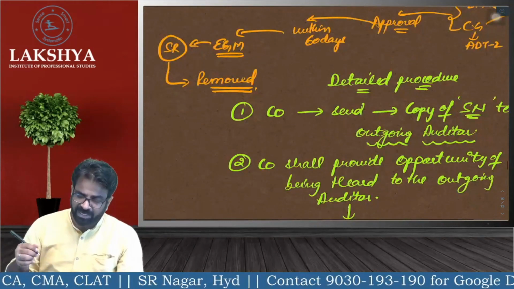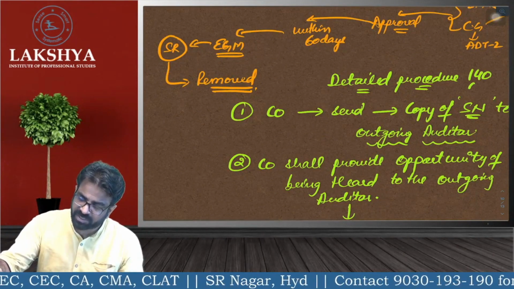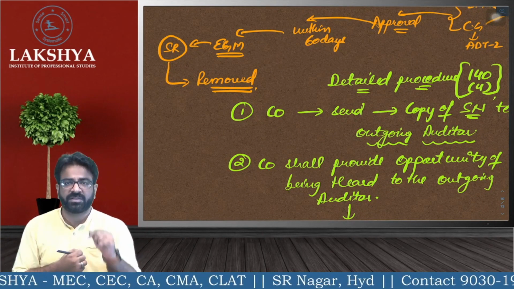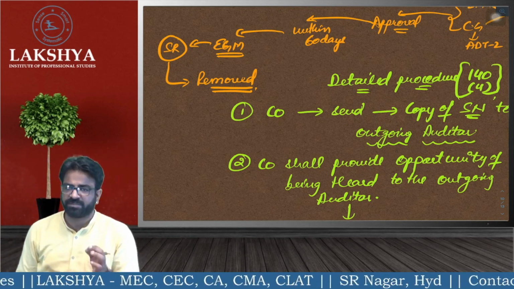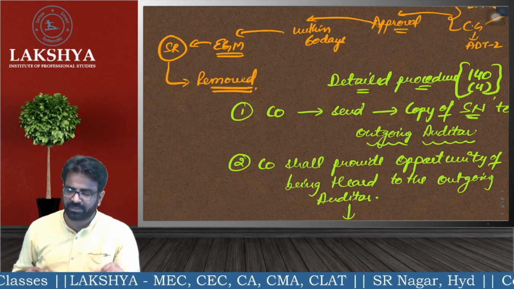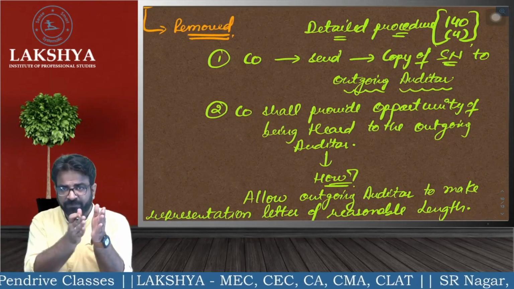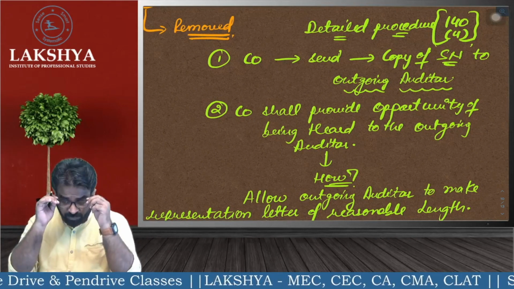But what is the detailed process? Now let me tell you one thing. This detailed process is known as section number 140 subsection 4. That just now we have completed the overall process, and the detailed process is section 140 subsection 4. Everyone clear? Yes sir, clear. Now what is the detailed process? Between the notice and the EGM, do we have a gap of 60 days or not? In those 60 days of gap, what we are going to do?